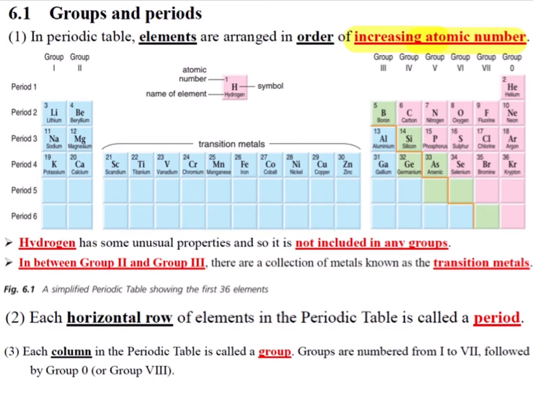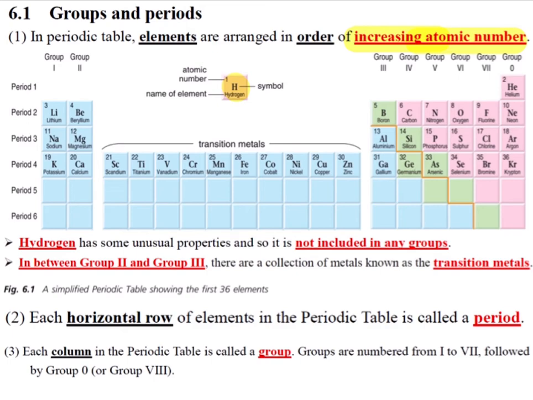So, for example, the first one is hydrogen. The atomic number is 1. And then other elements are also arranged according to the atomic number. So, it is not related to the mass number, but the atomic number.